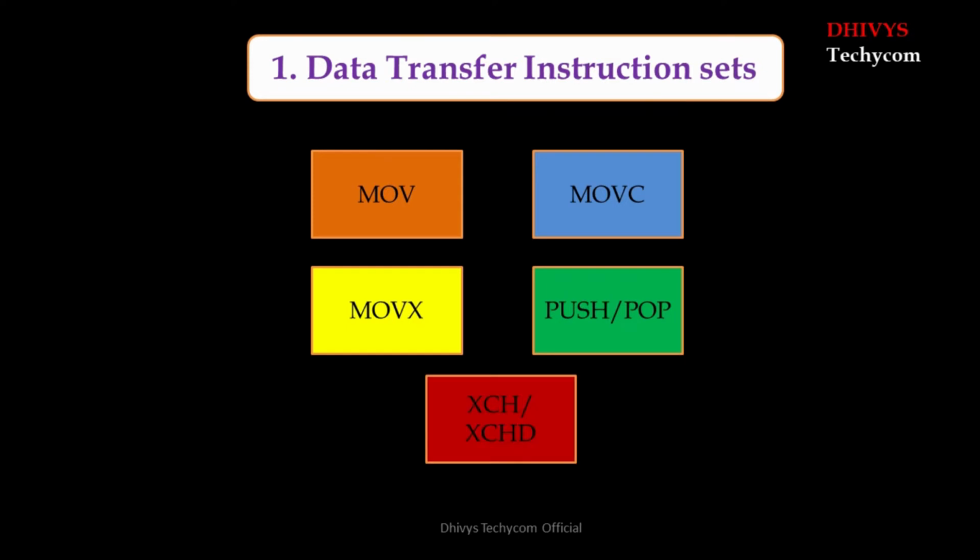So exchange data will be transferring data between two things. These are the 5 different data transfer instructions we have in 8051, right?